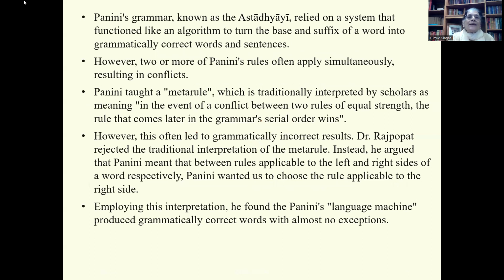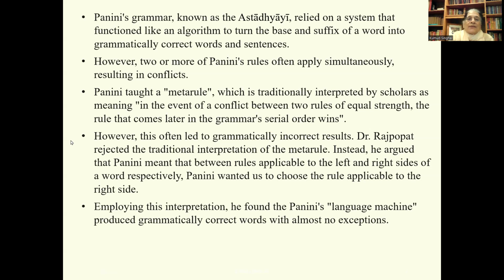As you all know, Panini's grammar, known as the Ashtadhyayi, relied on a system that functioned like an algorithm to turn the base and suffix of a word into grammatically correct words and sentences. However, two or more of Panini's rules often apply simultaneously, resulting in conflicts. Panini taught a meta rule, which is traditionally interpreted by scholars as meaning, in the event of a conflict between two rules of equal strength, the rule that comes later in the grammar's serial order wins. However, this often led to grammatically incorrect results.